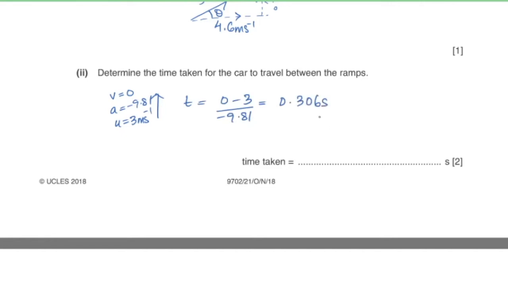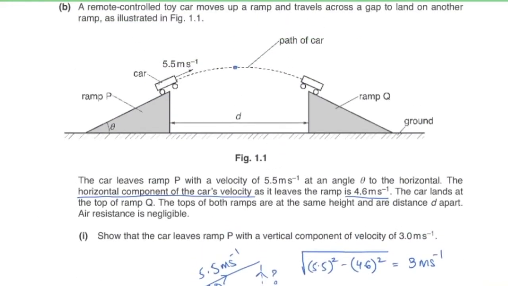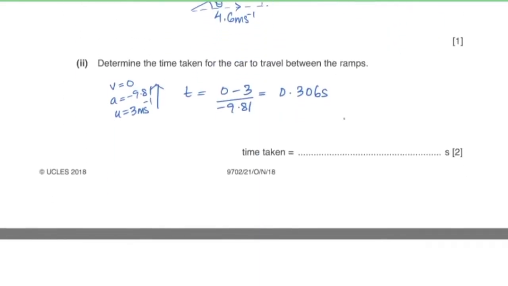This means that it will take the car another 0.306 seconds to reach ramp Q, because this time interval is for the car to leave ramp P and reach its maximum height. And from this until ramp Q will be another 0.306 seconds. So 0.306 into 2 will give us the time taken for the car to travel between the ramps, which equals 0.612 seconds.